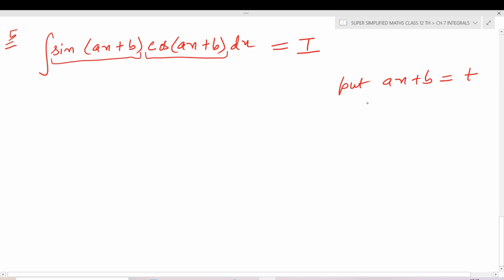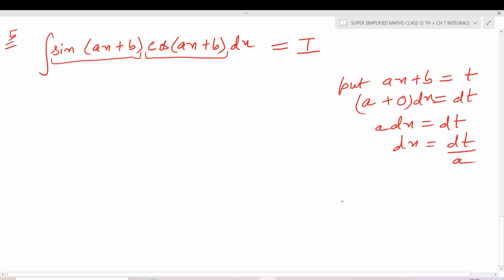Differentiating both sides with respect to x. Derivative of ax is a, derivative of b is 0, and derivative of t is going to be dt upon dx, and dx we cross multiply here. So we got a dx to be dt, or I can say that dx can be written as dt upon a. So let us try to make this substitution in I. Sin(ax plus b) becomes sin t, cos(ax plus b) becomes cos t, and dx becomes dt upon a.